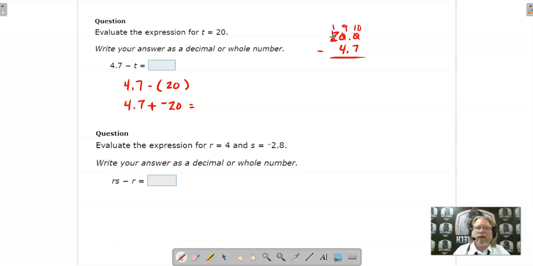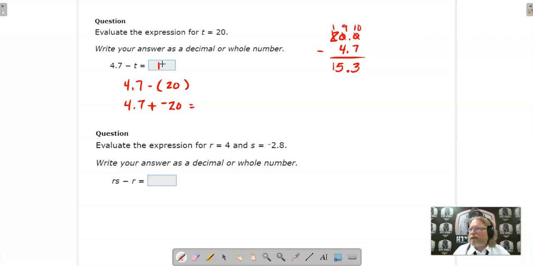What I did is I borrowed 1 from the 2 to make this 0 a 10. Then I had to borrow 1 from that to make this a 10. That's why that became a 9. So 10 minus 7 is 3. I'm going to keep my decimal lined up there. And 9 minus 4 is 5. And I still have this 1 here, so I end up with 15.3.